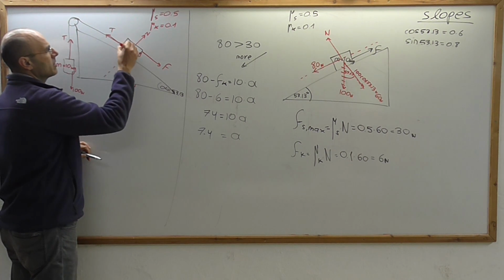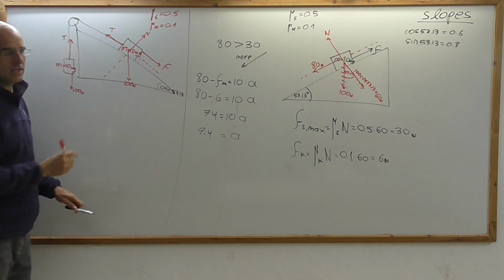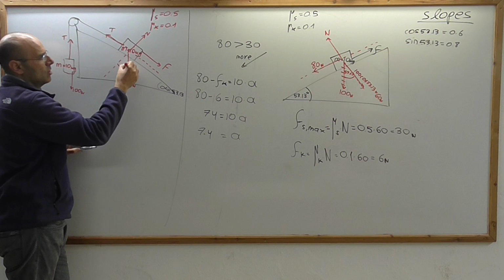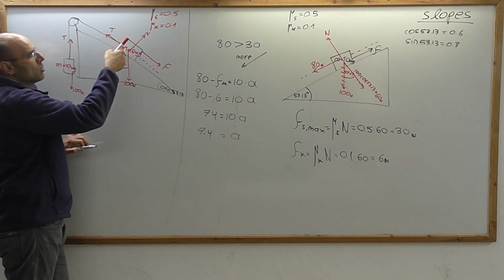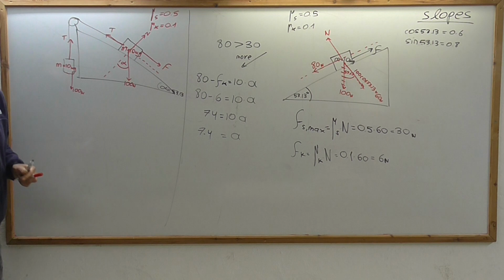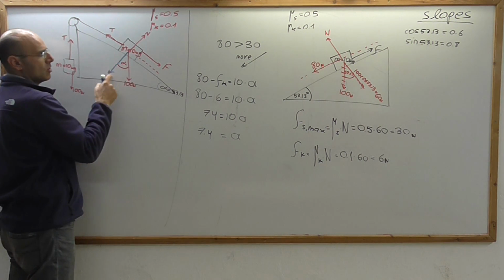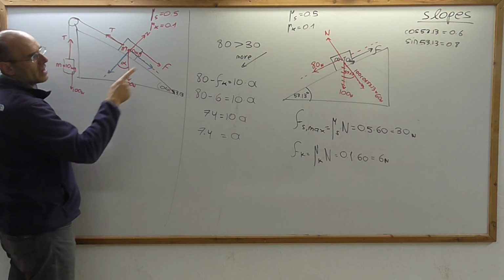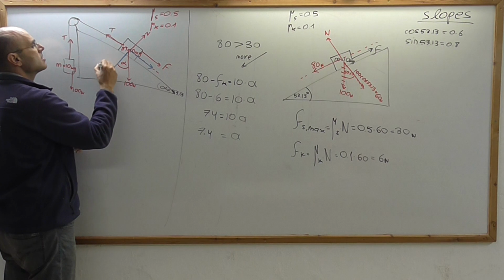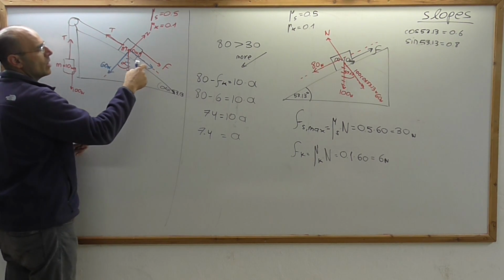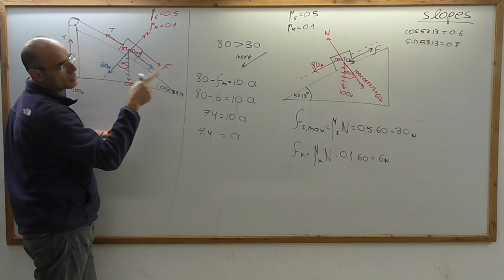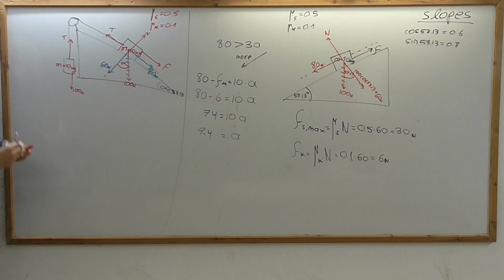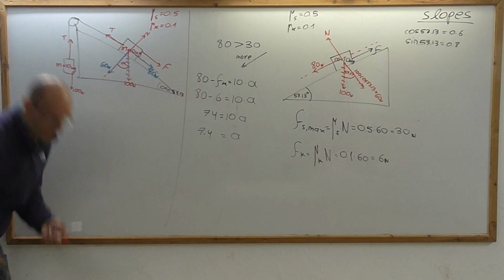Now I'm going to break the mg into its components. Again, the angle between the mg and the y-axis is the angle of the slope. This is alpha. So when I break it into its components, this will get the cosine, this will get the sine. 100 cosine alpha is 100 multiplied by 0.6, which is 60 newtons. And 100 multiplied by sine alpha is 100 multiplied by 0.8, which is 80 newtons. Okay, these are the forces without the friction.